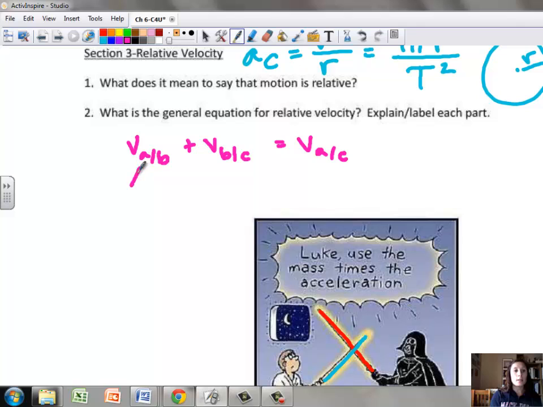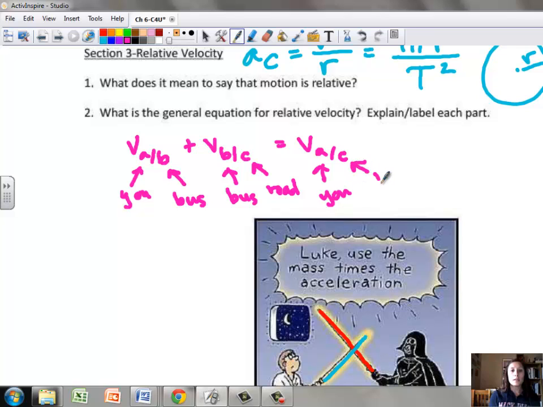So for example, if we were talking about your speed, so this would be you in relationship to, let's say, a bus, and then this would be the speed of the bus in relationship to the road. If we wanted to know what your speed was in relationship to the road, so A again being you and C being the road, then we would add up your speed relative to the bus and the bus's speed relative to the road, and that would give you the overall speed of you relative to the road. So that's the overall equation. So we're going to do a couple examples that use this with different objects.